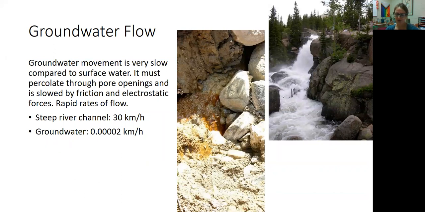The speed of groundwater flow isn't very fast, right? So whereas water that flows on the surface of the earth might be tens of kilometers per hour, water that flows beneath the ground is just almost imperceptible. It flows very, very slowly.